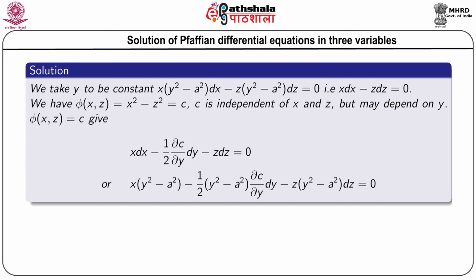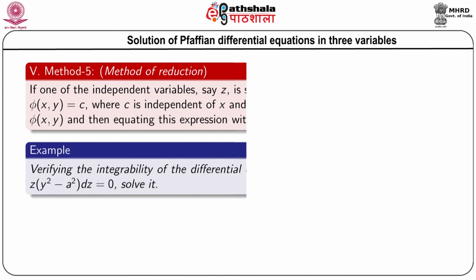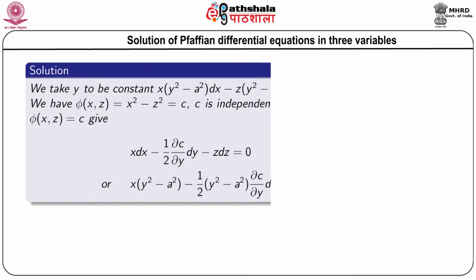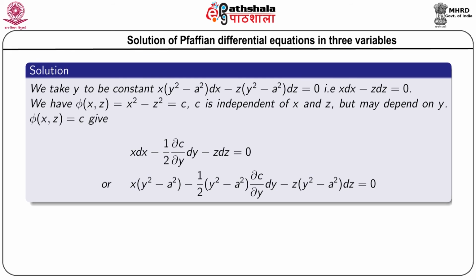First we take y as a constant. So, if you take y as a constant, then the term dy becomes 0. So, the equation becomes (x y square minus a square) dx minus (z y square minus a square) dz equals to 0, or in other words x dx minus z dz equals to 0, and this equation is integrable.